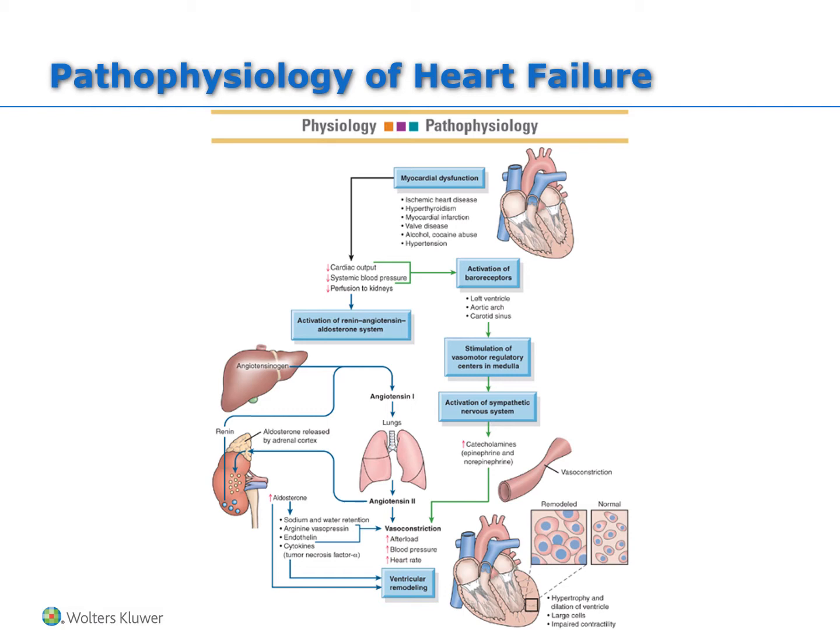The renin is converted to angiotensinogen, which is then converted to angiotensin 1, which goes to the lungs, and then it's converted from angiotensin 1 to angiotensin 2. Angiotensin 2 is a vasoconstrictor, and it will cause an increase in the blood pressure as well as the afterload of the heart. It also stimulates the release of aldosterone, which results in fluid and sodium retention. And this is what will cause the fluid overload symptoms that you see in heart failure.